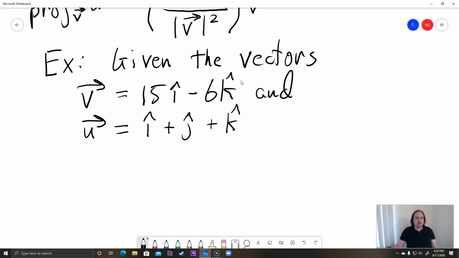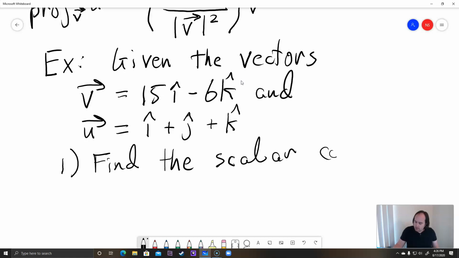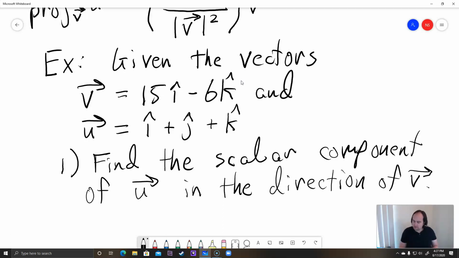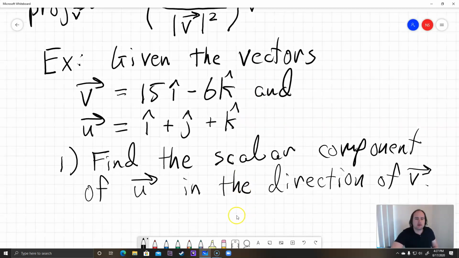They want us to find these two new things that they asked for. So first of all, we want to find the scalar component of u in the direction of v. That will be part 1 of our example.